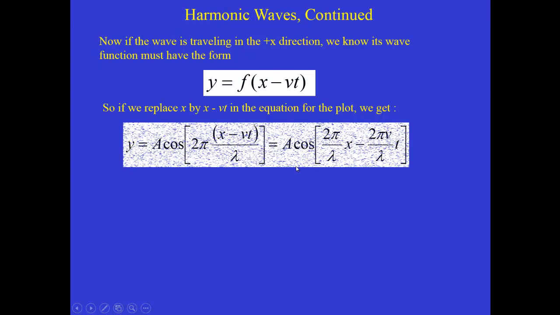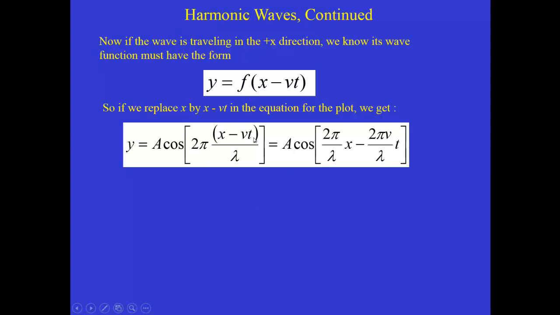So what we had on the previous screen was y equals A cosine of 2 pi x over lambda. So the x we're replacing with x minus vt. And that is how we generate the general form for this traveling wave that shows us what its actual disturbance would be at not only all points in space, but at all different times.